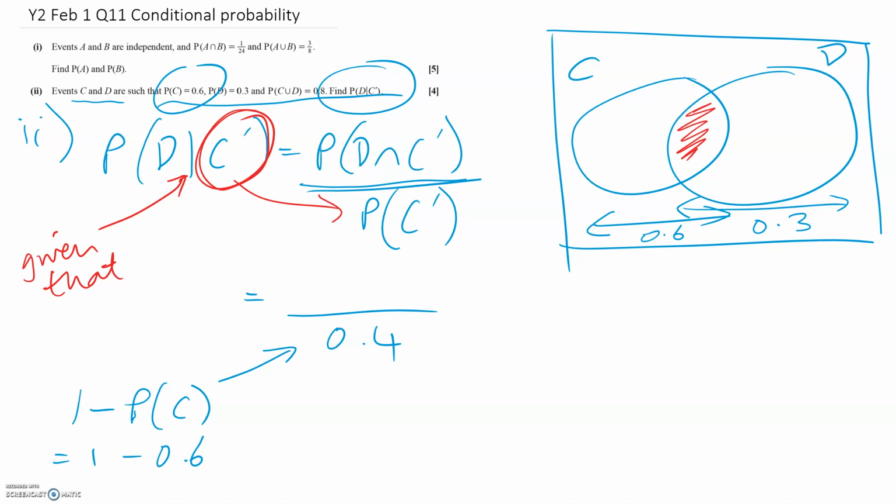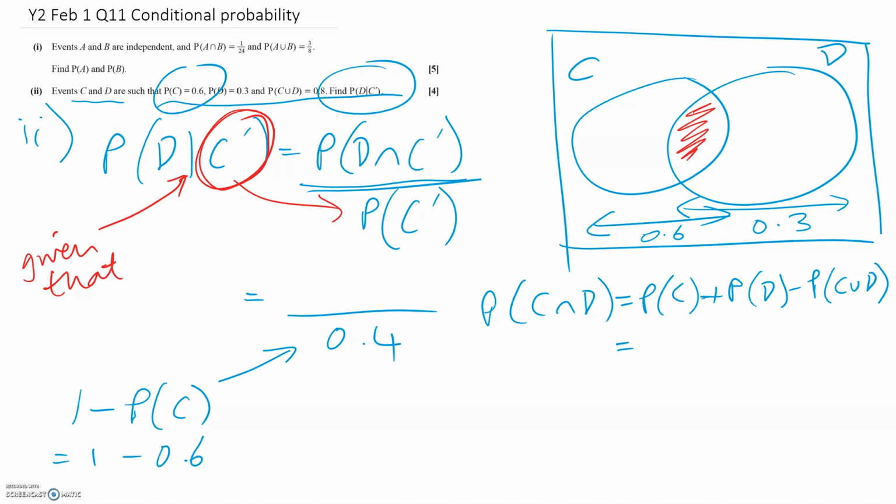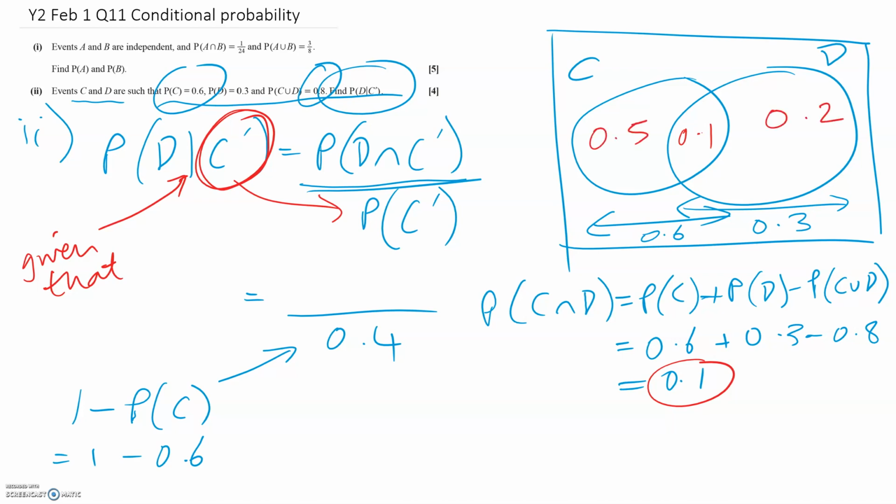The way you can do that is to use the formula: probability of C and D is the probability of C plus the probability of D minus the probability of C or D. You used this in the previous question, so that would be 0.6 plus 0.3 minus C or D, which we're told in the question is 0.8, and that gives us 0.1. So that red section up there is going to be 0.1, which means we can fill in everything else now. This would be 0.2, this would be 0.5, and that leaves us with 0.2 left over because they've got to add up to 1.